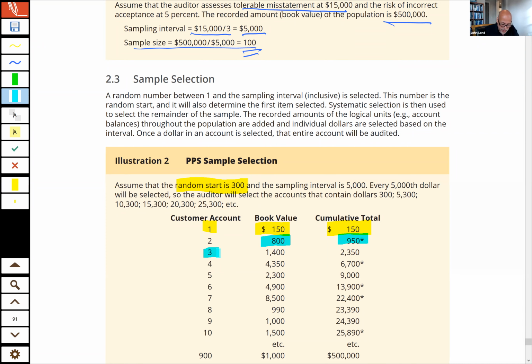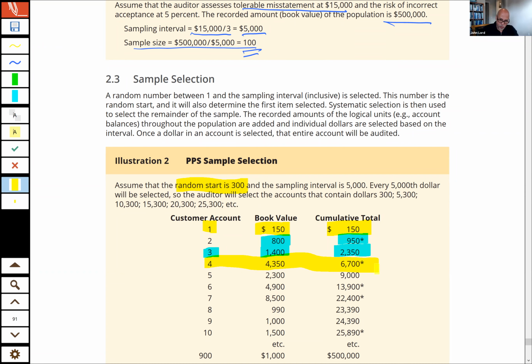So I go to the next one, account number 3, I added 14. That brings me up to 2,350, but I'm looking for what? The $5,300. So I go to the next account, and when I go to that next account now, that's 4,350. When I add that in, the total goes to 6,700. So now I have found my what? I have found my $5,300. That one is starred because I'm going to send out the confirmation for that.